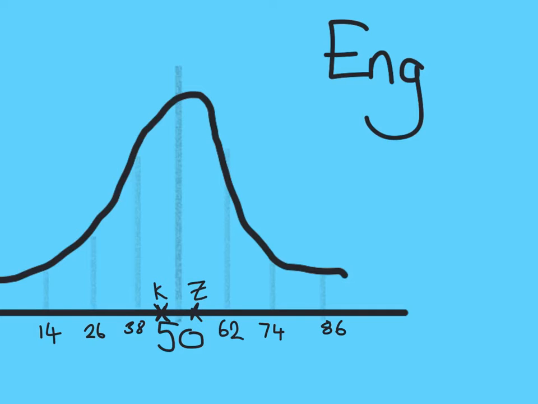Now, if they had exactly 62 here, that would be one standard deviation, and that would be easy. Or if they had 74, that would be two standard deviations, or if they had 38, that would be negative one standard deviation. But you can see that both of these are less than one standard deviation, one above and one below. So we need to work out how many standard deviations, well, 0 point something of a standard deviation it is.